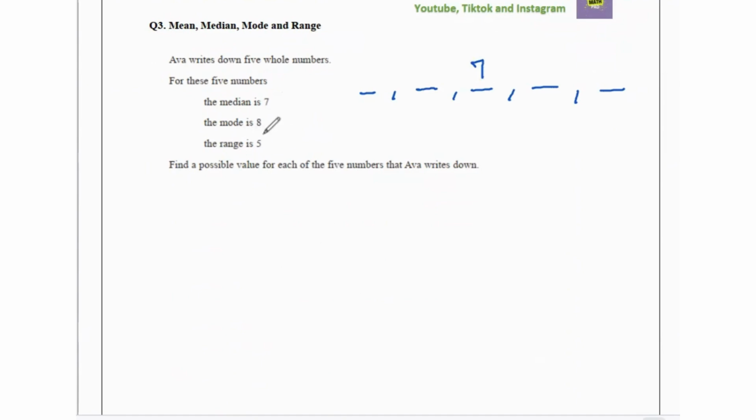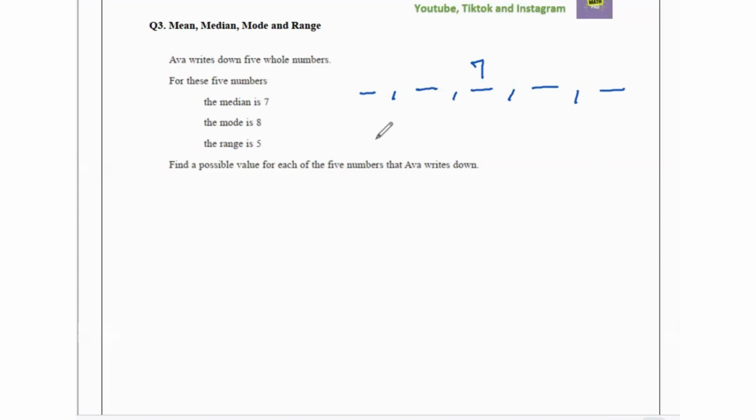Then we have the mode. Mode is 8. So it's always advised that when you have a set of data values, rearrange those data values and write them in ascending order, which means starting with the smallest and ending with the largest. So we're writing our data values based on that order as well. We're going to start with the smallest and end with the largest.